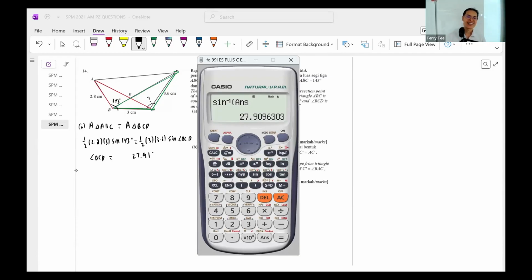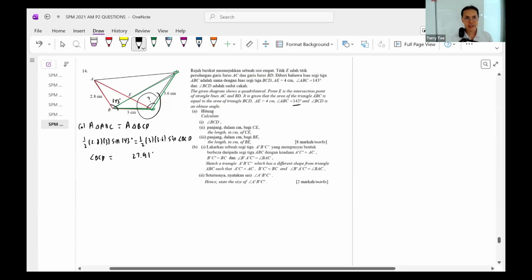It's obtuse. Yeah, if it's obtuse, what must I do? This is more than 90, right? Yeah, this angle more than 90, right? More than 90, what must I do? 180 minus, yes. So remember that. So it's 152.09. Yeah, 152.09.